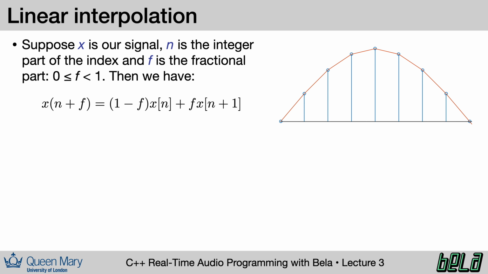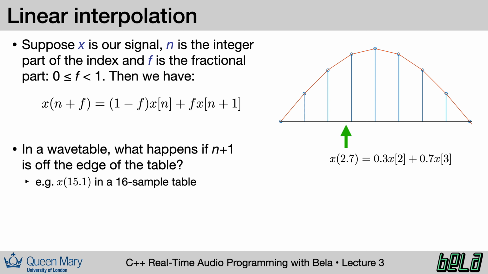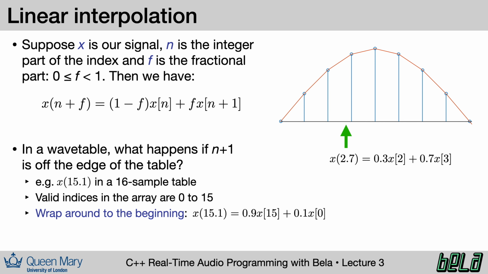So x of n plus f in this case is a continuous signal which is being calculated based on a weighted average of 2 discrete time samples. So for example, x of 2.7 could be calculated as 0.3 times x of 2 plus 0.7 times x of 3. Now this generally works in every case except for if index n plus 1 is off the edge of the table. For example, calculating the value of x of 15.1 if the table only has 16 values. In this case, x of 16 is not a valid index into the array, so what should we do instead? Well, what we should do is wrap around to the beginning of the array so that x of 15.1 is a weighted average between x of 15 and x of 0.